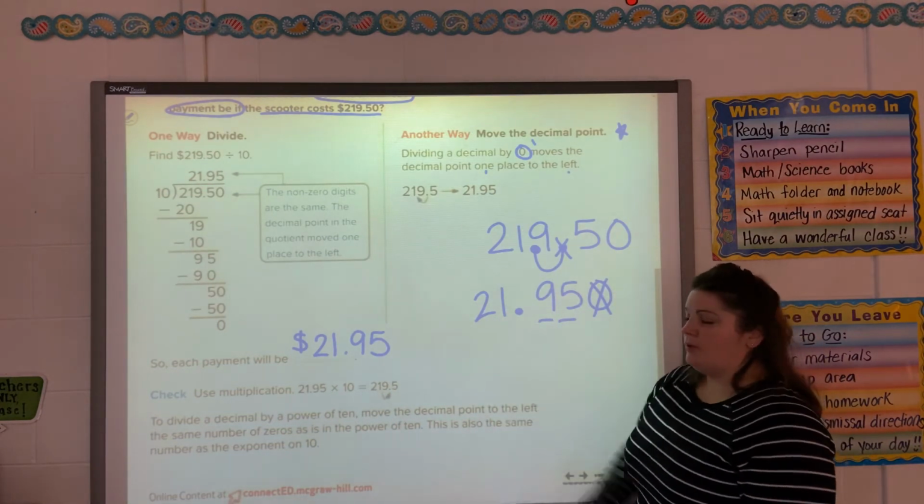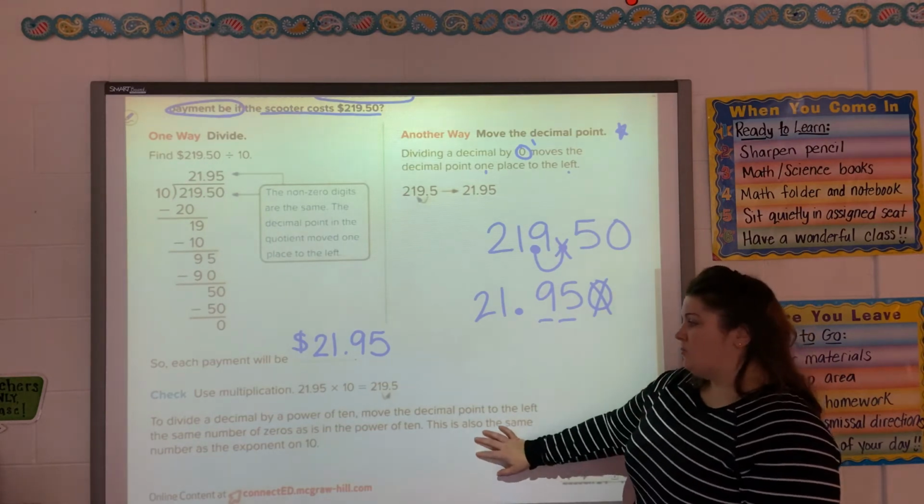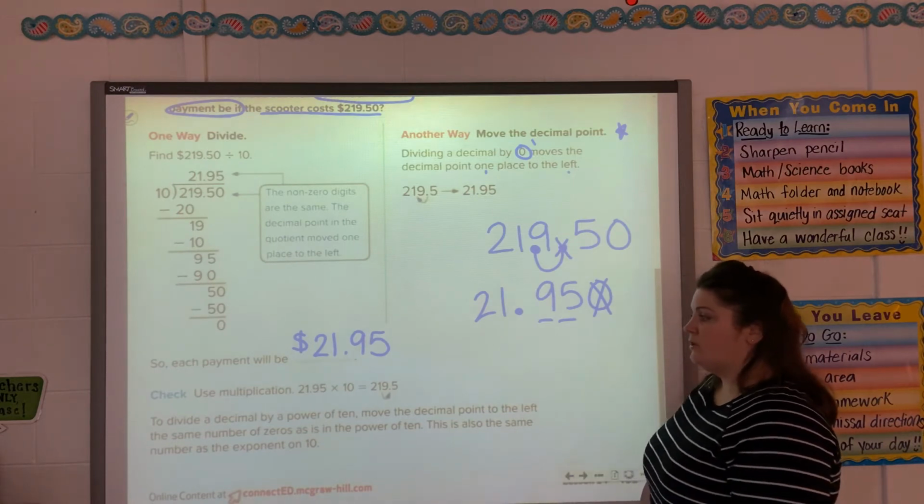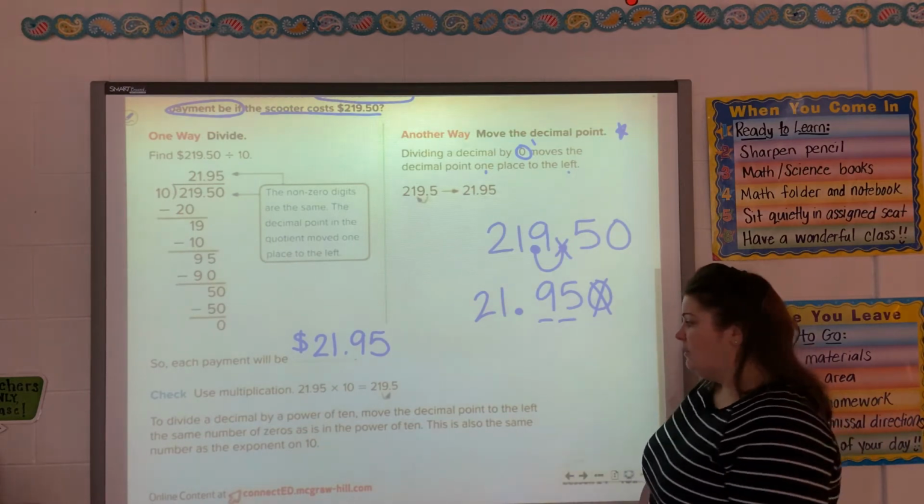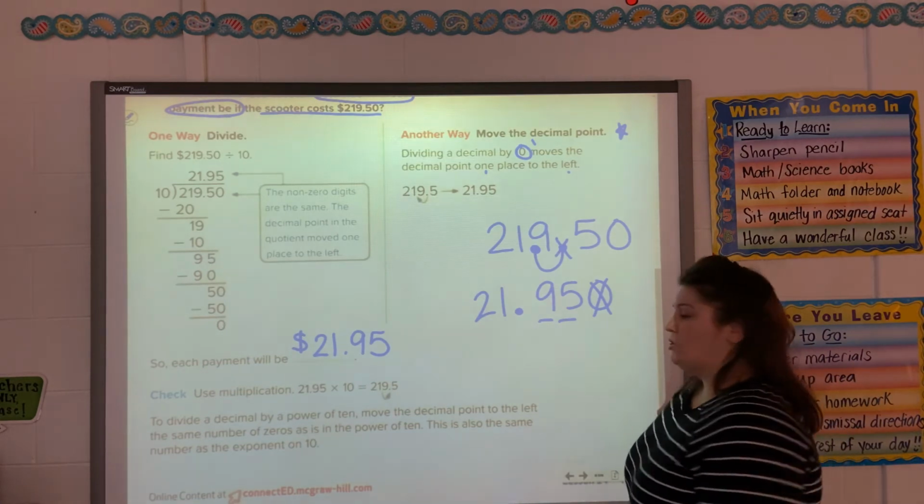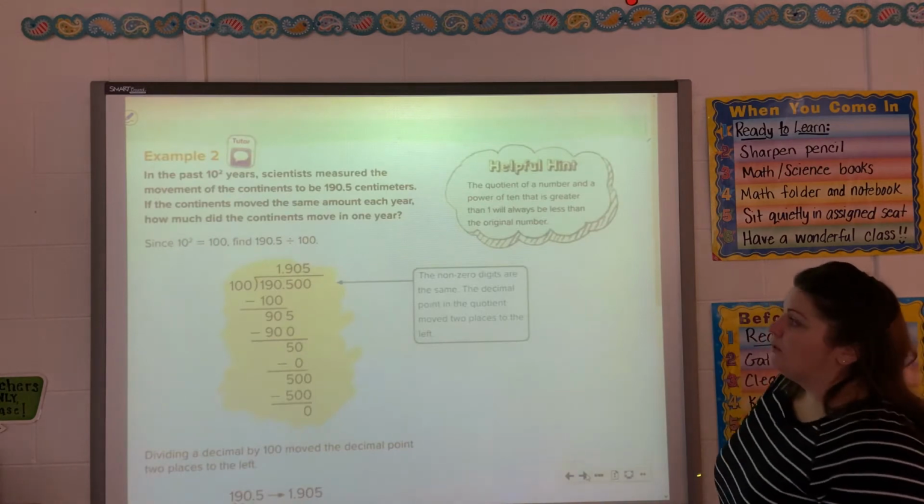You can use multiplication to check your answer. To divide a decimal by a power of 10, move the decimal point to the left the same number of zeros as in the power of 10, and this is also the same number as the exponent that's attached to your 10. Let's look at one more example for today.